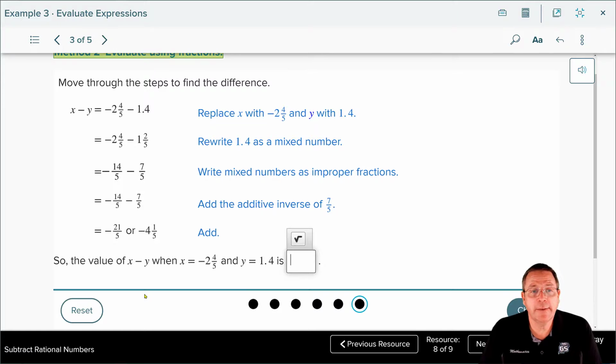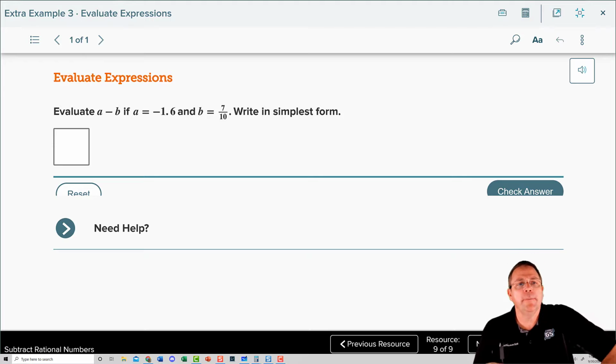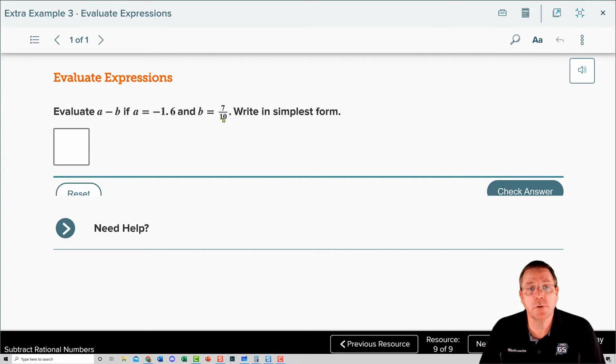Two different ways to skin that cat. We could change it to a decimal this time because it did give us a terminating decimal. And now it's going to be your turn to solve this problem, a minus b, where a is negative 1.6 and b is 7/10. You can figure out which way you want to solve it. Do you want to solve it as a decimal, or as a fraction? In this case, both are possibilities because your fraction has 10 in the denominator. That's 2 and 5. As long as your bottom factors are 2's and 5's, you can change it into a terminating decimal. Pause the video and solve it.